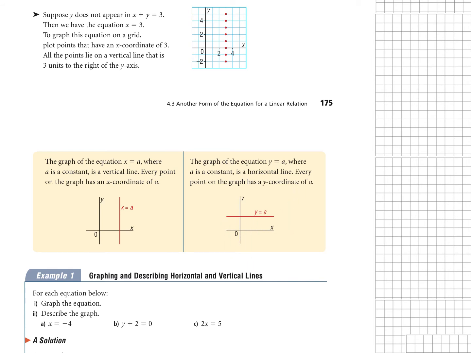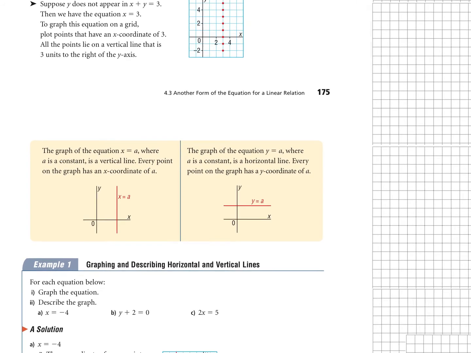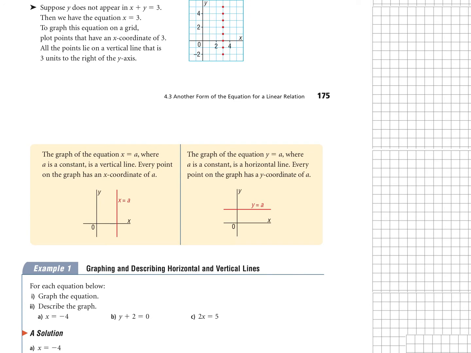Okay, so now we're given a few examples right here. Before I go down and look at all the solutions, let's just look down here and see this first one. For example 1, graph and describe horizontal and vertical lines. For each equation below, graph the equation, then describe the graph. Okay, so I'm going to look at this first one, a, x equals -4.